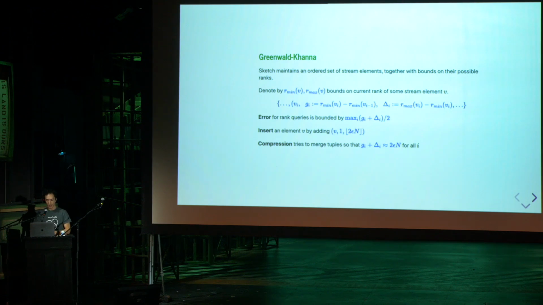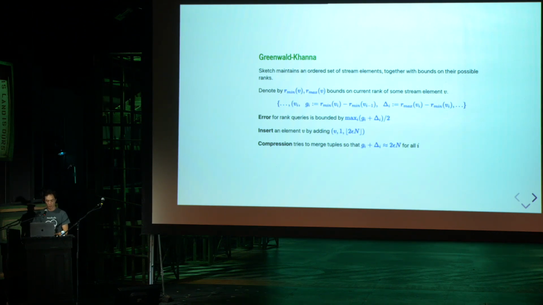If you think about it, you really just want to get a sense of how many elements could be to the left or to the right, and it just turns out that to make the mechanics work, it's a little bit easier to store these auxiliary quantities rather than Rmin and Rmax themselves. Right, and so if you ask what the error is, it turns out that it's bounded by the largest, over the elements that you've kept, of 1/2 the sum of g_i and delta_i. You can work this out with some simple algebra.